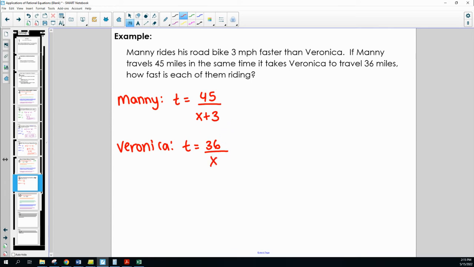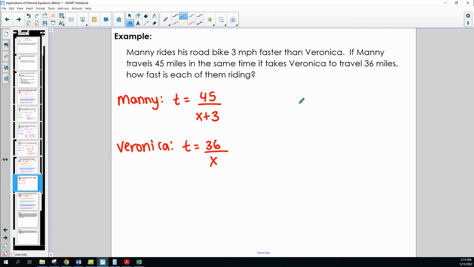Now, there is another way to set this up. If you want Manny to be x, that means that Veronica must be x minus 3. We just know that Manny's 3 miles an hour faster than Veronica, which means that Veronica is 3 miles an hour slower than Manny. So we can set it up either way and we'll get the same final answers in the end.